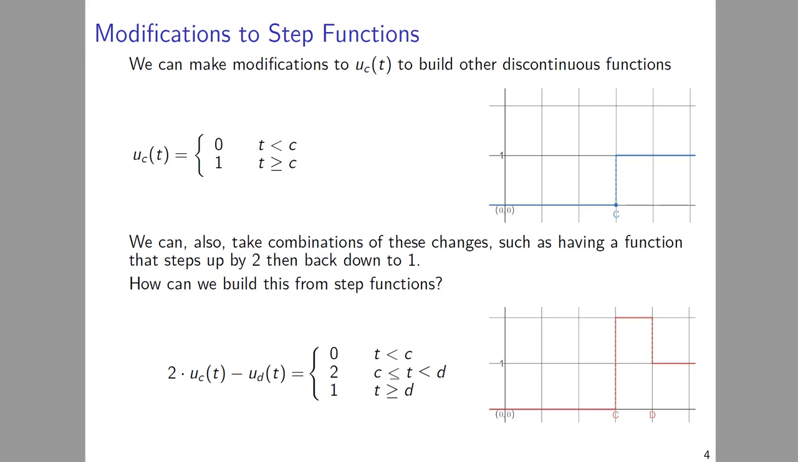For t less than c, uc and ud will both be 0, so 2uc minus ud is 0 minus 0, which is just 0, as we wanted. For t between c and d, uc is 1 and ud is 0, so 2uc minus ud is 2 minus 0, which is 2. And finally, for t bigger than d, uc is 1 and ud is 1. So we have 2 times 1 minus 1, which gives us 1 for values of t bigger than d, as we wanted.